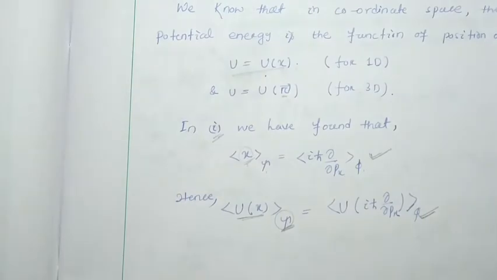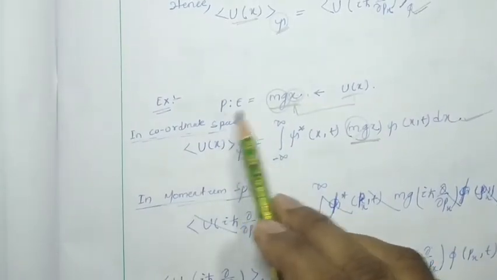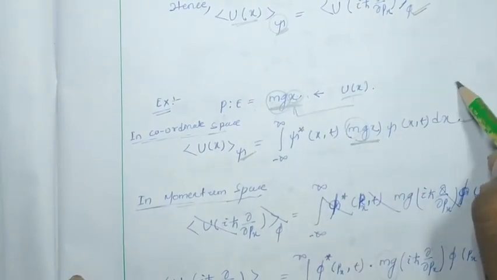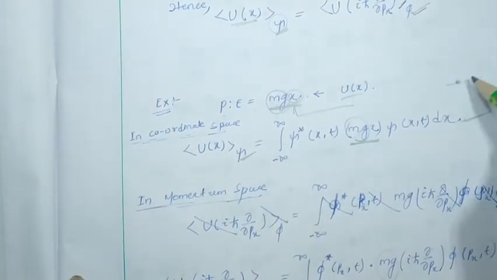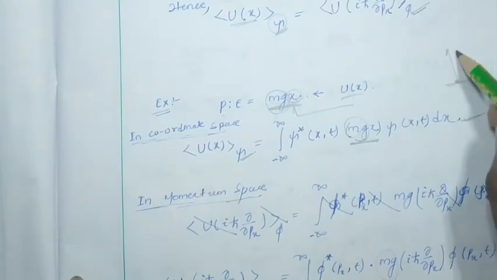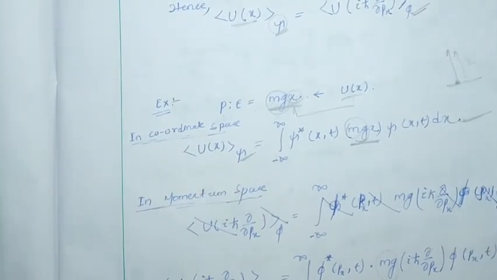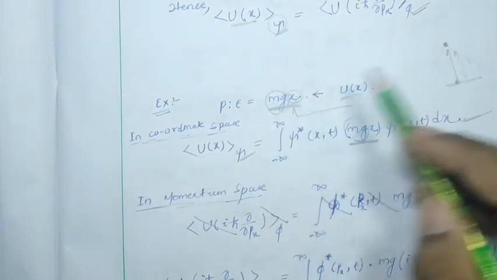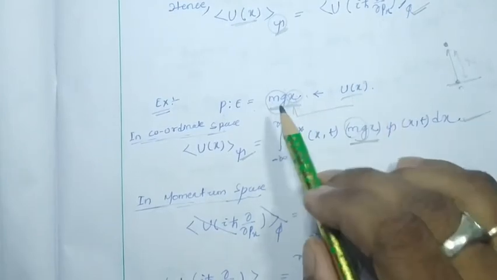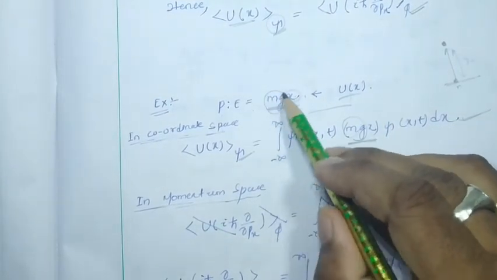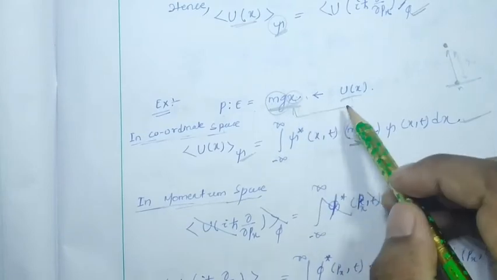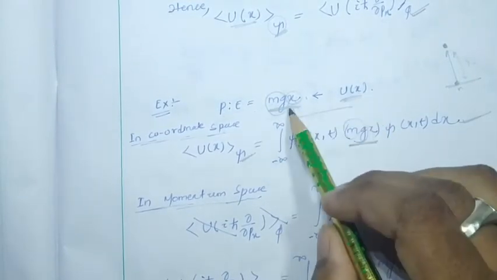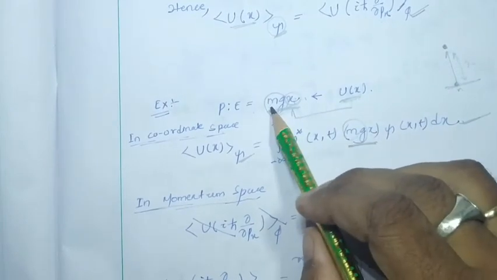I can give you one simple example. Suppose potential energy, we know that it is equal to mgx. If I have to take one body from the bottom, from the Earth's surface, to a specified distance, then the potential energy stored in that body will be mgx: mass of the body, acceleration due to gravity. Here mg is constant and it is represented by U(x). So here potential energy is in the form of a function of x.